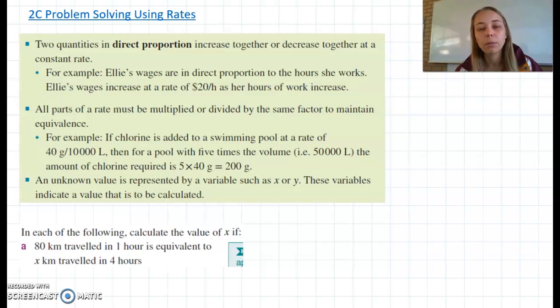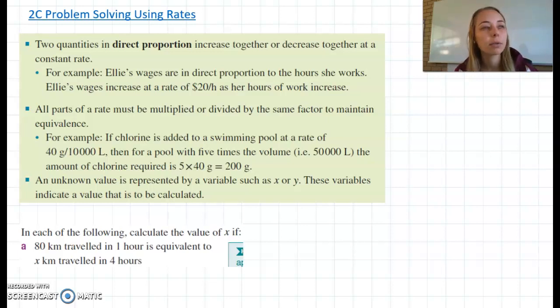Alright, so the first bit was 2C, which is about problem solving using rates, and this one is all about direct proportion. Okay, so this one means that as one part of the rate increases, the other part increases as well in a proportional manner. Or as one part of the rate decreases, the second part of the rate also decreases in a proportional manner.